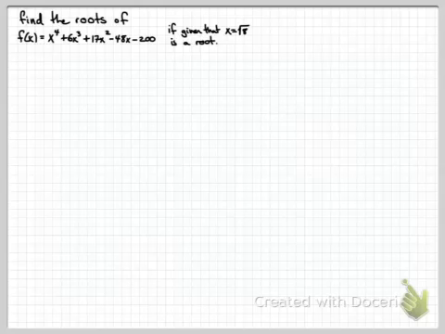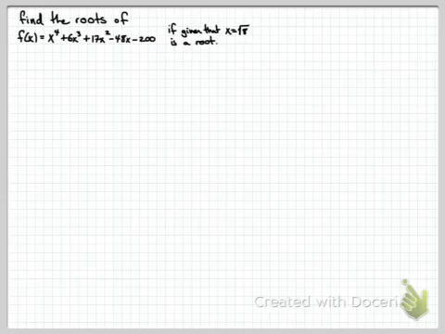Alright, so in this example we've got this pretty big polynomial function and we're given one of its roots, the square root of 8. What does that mean? It means that if we were to plug in the square root of 8 into all four of these locations and actually evaluated this whole polynomial function, we would end up with 0.